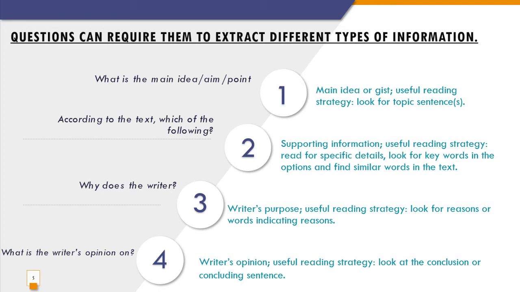Or you can look for the writer's opinion, like maybe the writer is concluding something from the paragraph. So the option might be any of the conclusions. It may not be a particular sentence that is written exactly in the paragraph. The options can be conclusions. So you can look for the conclusion by reading the paragraph. So these are the few ways that you can look for different types of information.